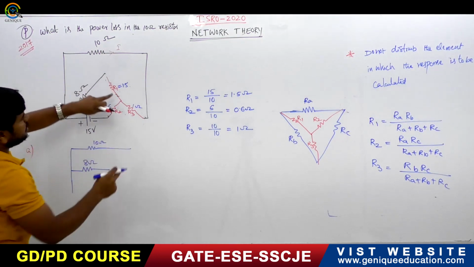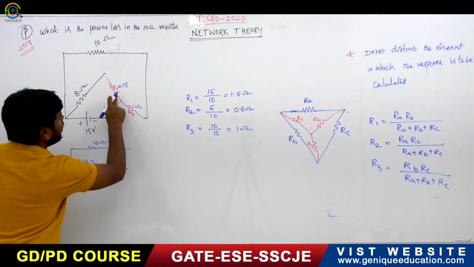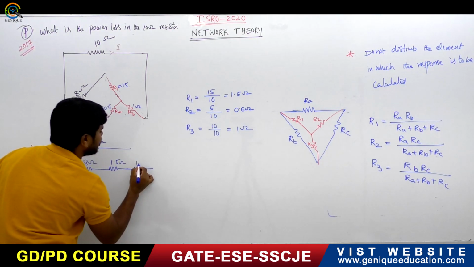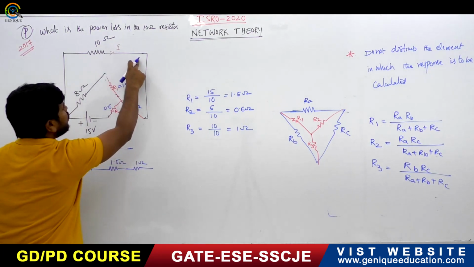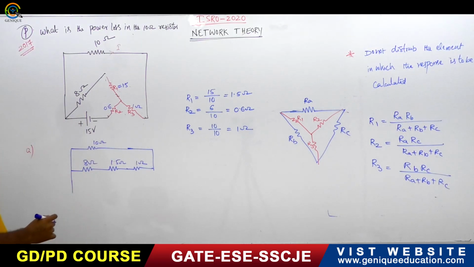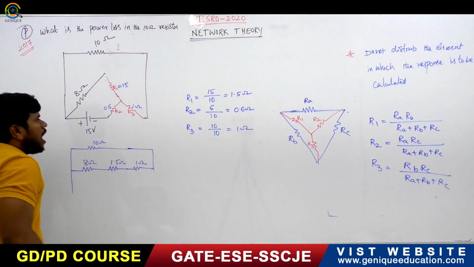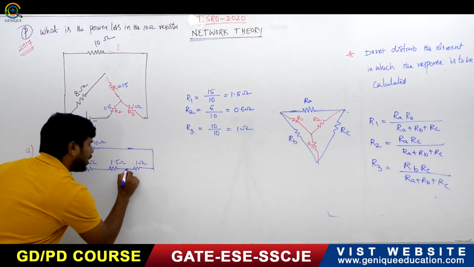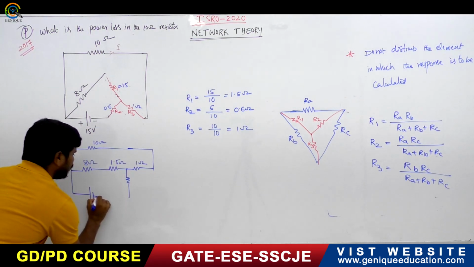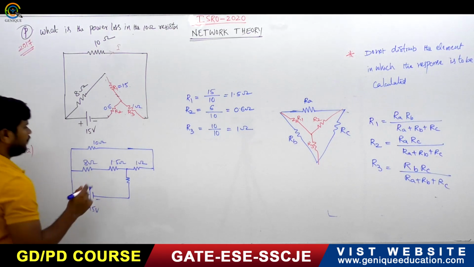Now it is connected in series with R1. What is R1? It is 1.5 ohm, and next it is connected to R3. R3 how much? It is 1 ohm, and this 10 ohm and this R3 is connected. Right? Now between this R1 and R3, R2 is there. And it is connected to the negative terminal of the 15 volt source.